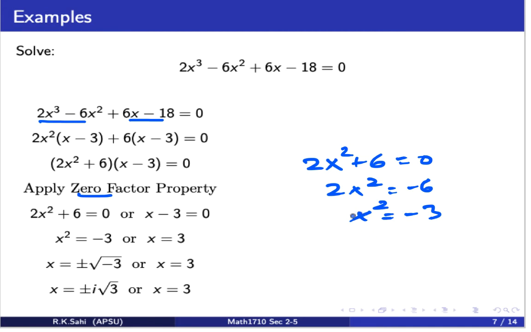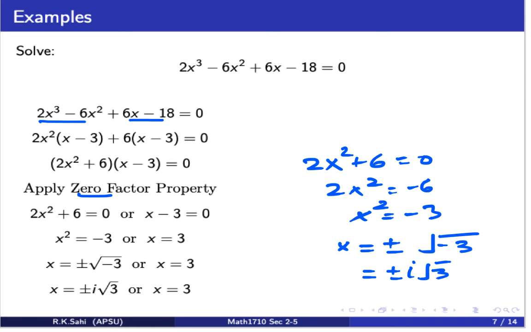Now, in order to get the values for x, when you take the square away from the left-hand side, we basically get plus minus square root minus 3. We have learned about complex numbers, guys. And complex number says if you have a negative present, you can remove the negative by writing an i in the front. So it's plus minus i square root of 3. So the answer to this cubic problem is plus minus i square root of 3, or x equals 3.